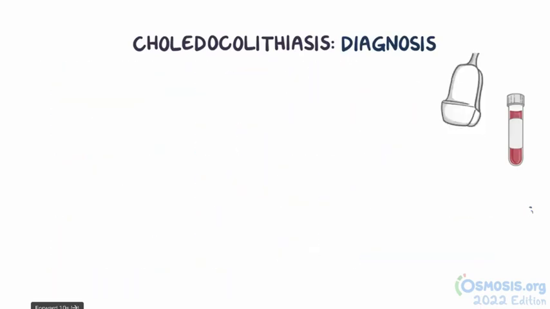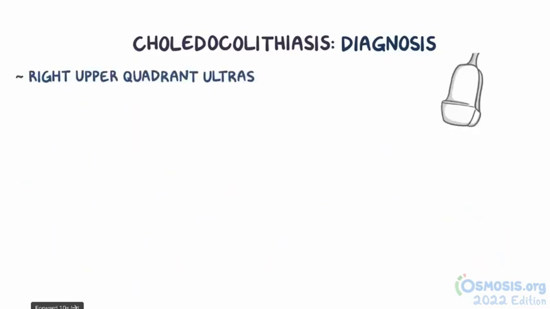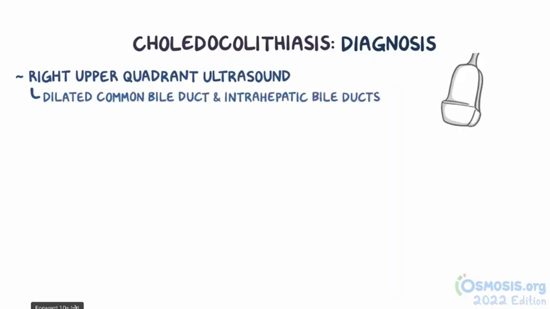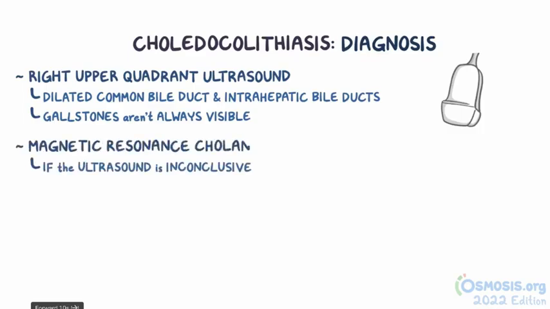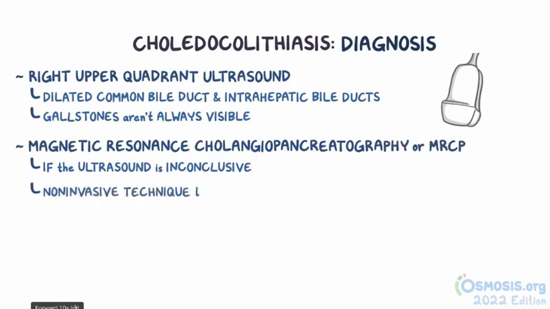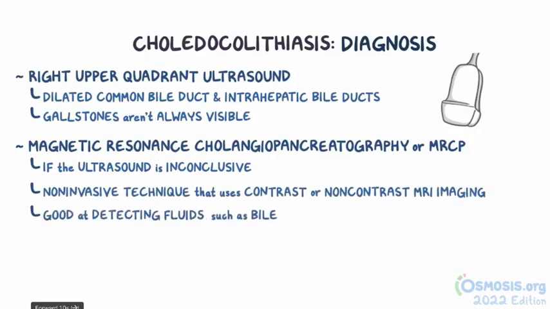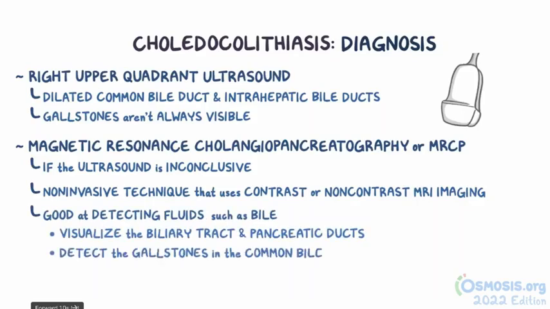To diagnose choledocholithiasis, a right upper quadrant ultrasound is done, and it typically shows a dilated common bile duct and intrahepatic bile ducts. The gallstones aren't always visible in the common bile duct, and they might also be in the gallbladder as well. If the ultrasound is inconclusive, a magnetic resonance cholangiopancreatography, or MRCP, can be performed to confirm the diagnosis. MRCP is a non-invasive technique that uses contrast or non-contrast MRI imaging, which is very good at detecting fluids, like bile, to visualize the biliary tract and pancreatic ducts, and this can also detect gallstones in the common bile duct.